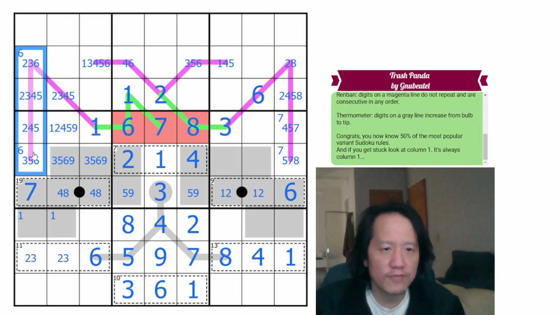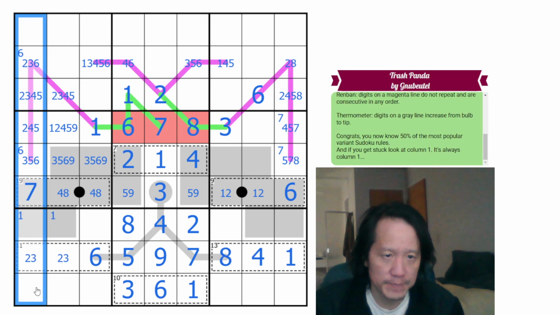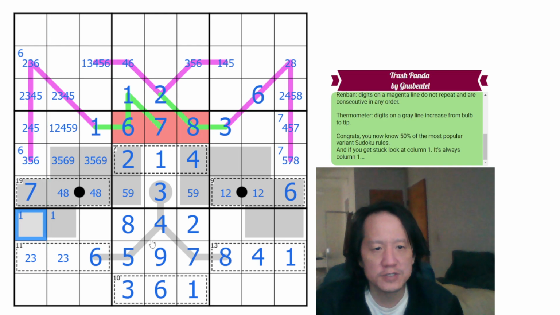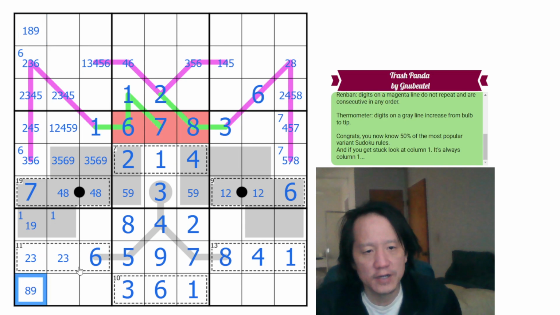We have in column 1 now a 2, 3, 4, 5, 6 quintuplet. Therefore, that's 5 cells which require 5 specific digits. Therefore, the other cells in the column cannot contain 2 through 6 either. So this is 1 or 9. This must be 1, 8 or 9, and this is 8 or 9.